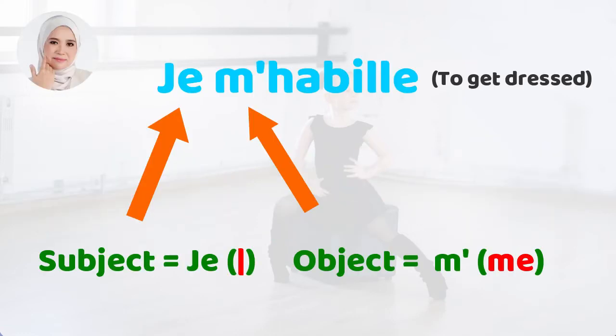Now, let's look at another example of verb pronominal. You have the verb s'habiller. S'habiller means to get dressed. For example, here we have I get dressed, you get dressed, and so on in English. The subject is I who get dressed, and to whom the action of getting dressed is done? It is to me. So, same person here.